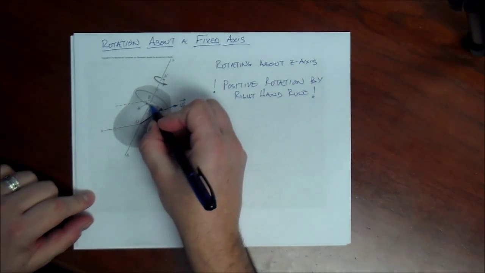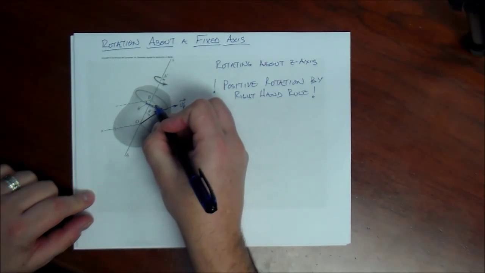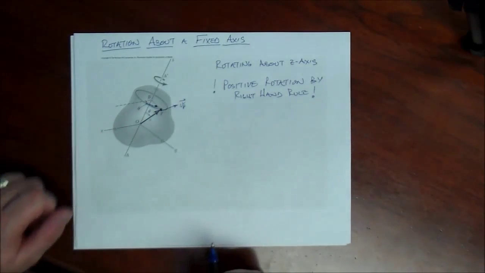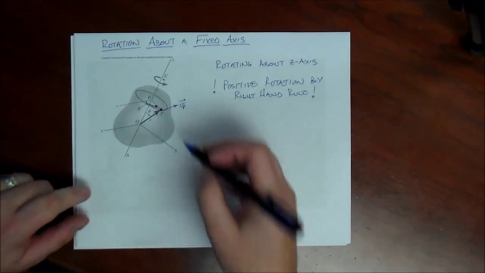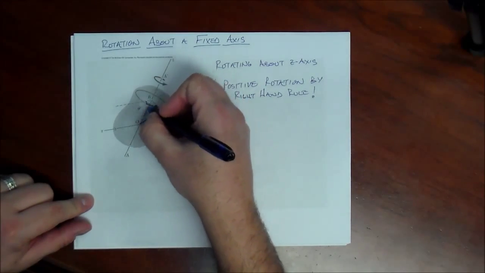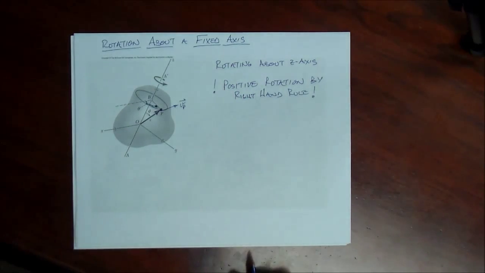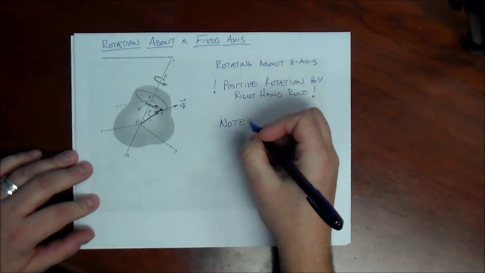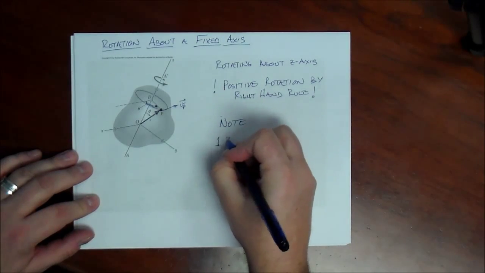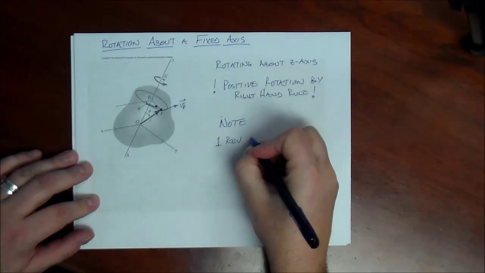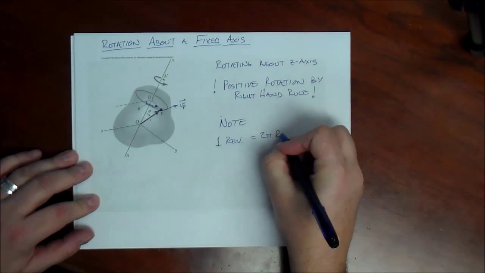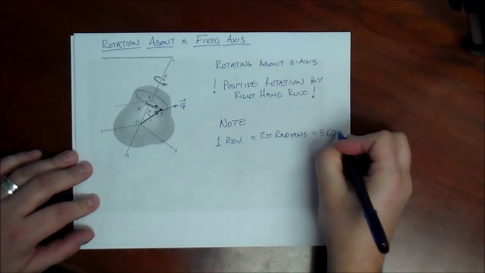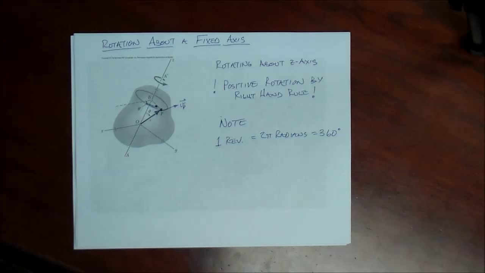Okay, and if the angular change relative to the x-axis is theta, and we're looking at how theta changes with respect to time. And a note on units: 1 revolution is equal to 2 pi radians is equal to 360 degrees, just units of rotation.